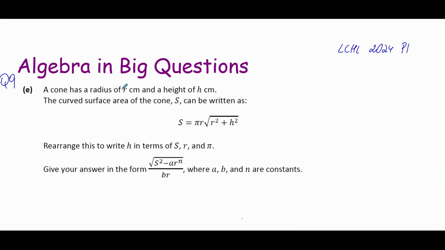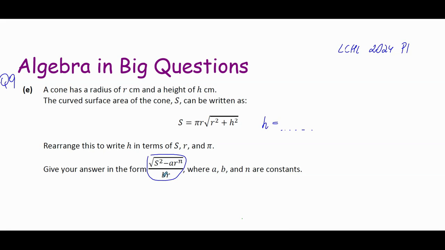A cone has a radius of r and a height of h. The curved surface area of the cone, S, can be written as, and we are given a formula. Rearrange this to write h in terms of s, r, and pi. What does that mean? That I need to have h on its own and the rest of the stuff on the other side of the equation. And then they are telling us what form, that this is how your answer should look.